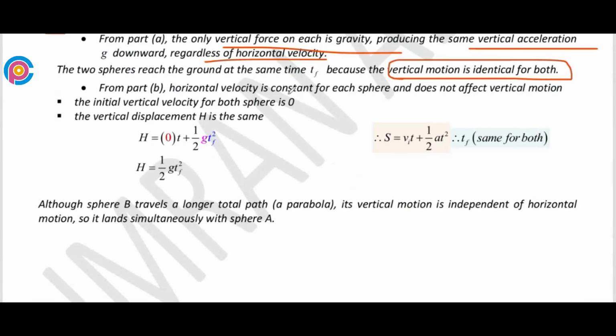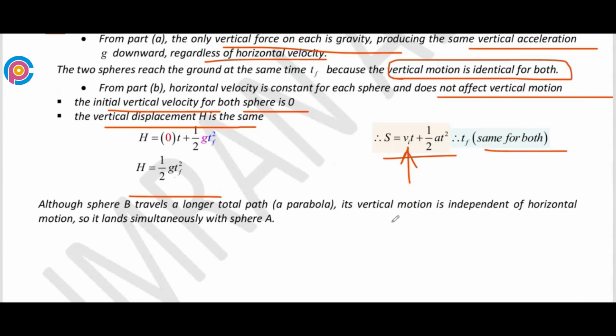Part B: horizontal velocity is constant. Each sphere's horizontal motion doesn't affect the vertical motion, which is independent. The initial vertical velocity of both spheres is 0. The vertical displacement h is the same. From this we can conclude the equation h equal to VI t plus half a t square, and TF is the same for both cases. VI we know is 0, so h is equal to 1 by 2 g t squared. Although sphere B travels a longer parabolic path, its vertical motion is independent of the horizontal motion, so it lands simultaneously with sphere A.